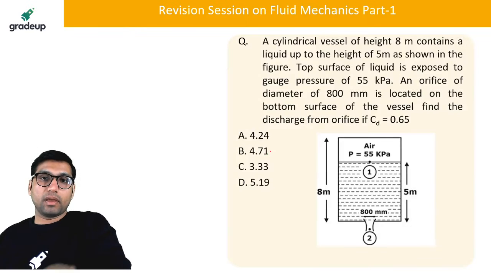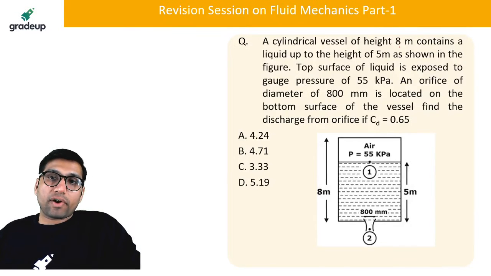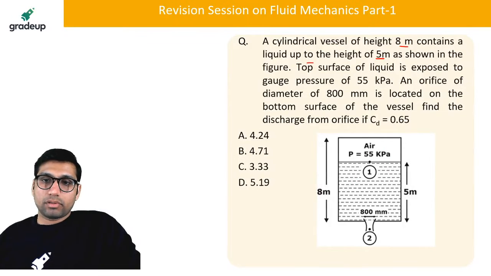Next question. A cylindrical vessel of height 8 meter contains a liquid up to a height of 5 meter as shown in the figure. So there is a cylindrical vessel and we are having two sections. This is section 2, this is section 1 we have considered here. Okay, so the water is basically up to height of 5 meter. It is containing liquid up to height of 5 meter.